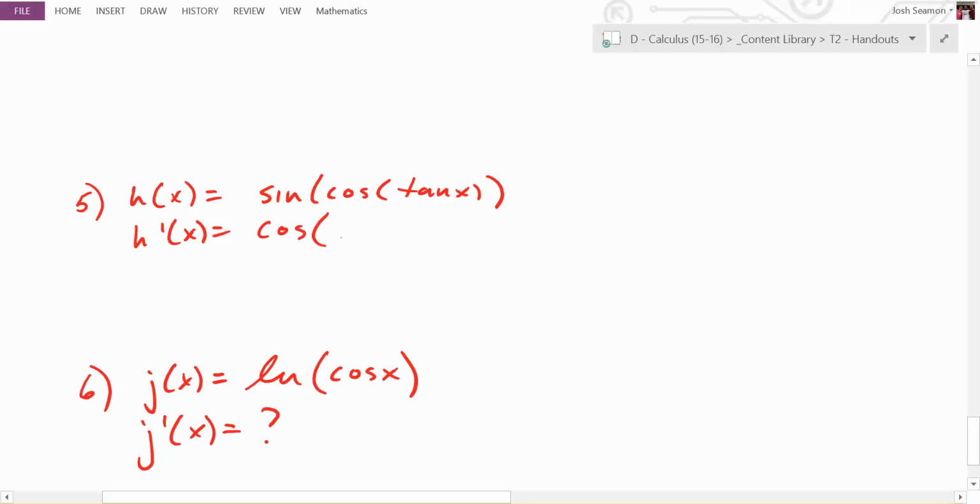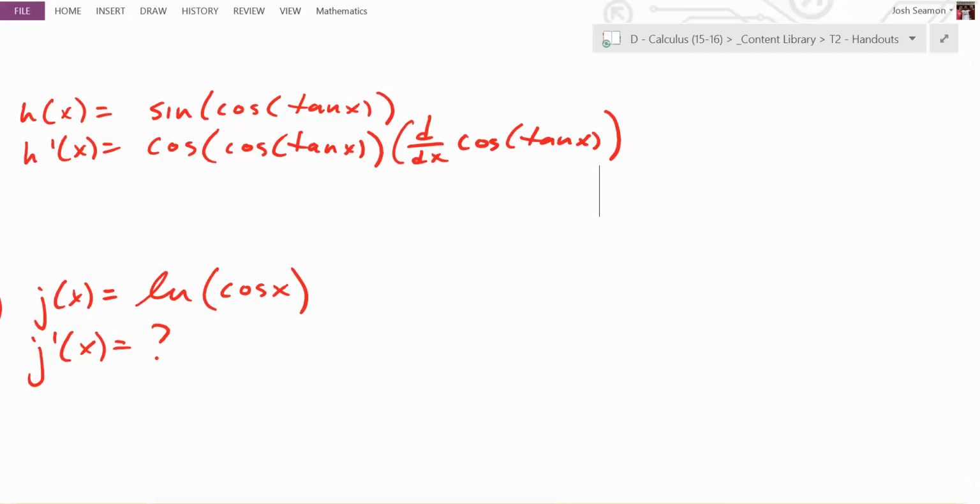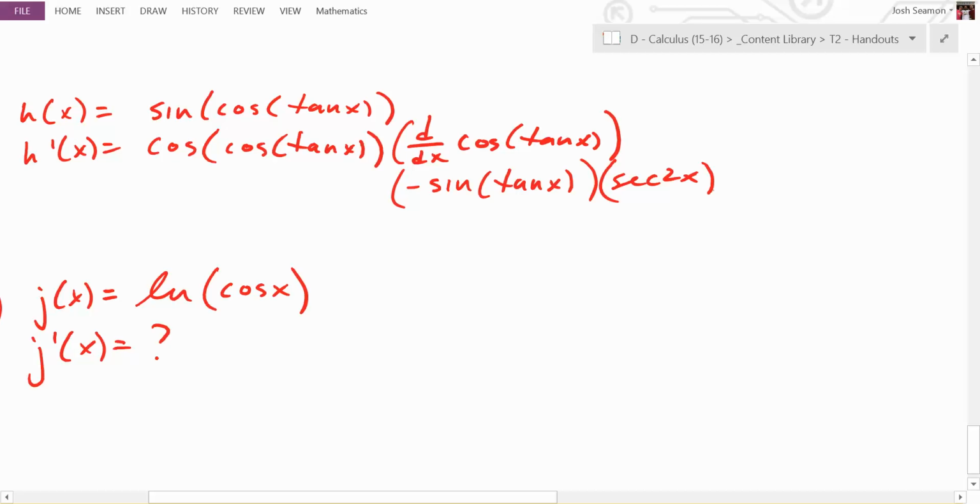So you have cosine of what's there, right? But then you have to multiply by the derivative of the inside. We need to know what the derivative of cosine of tangent is. How do you find it? Well, what's the derivative of cosine? Negative sine of tangent, right? But then you have to multiply by the derivative of tangent. What's the derivative of tangent? It's secant squared x. So what's the final answer to this?